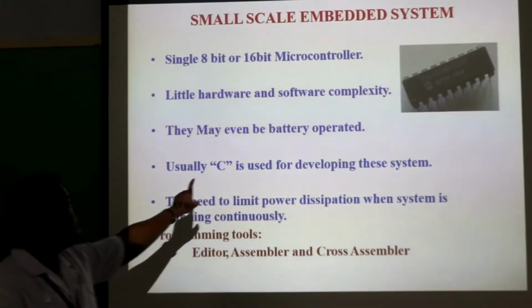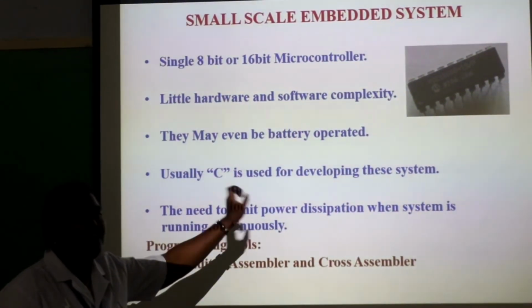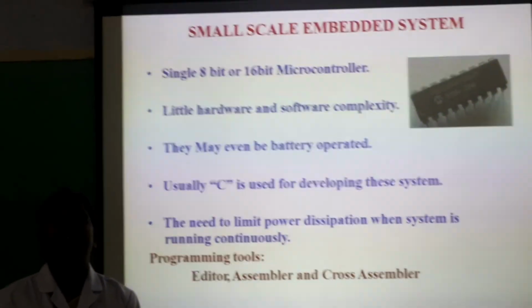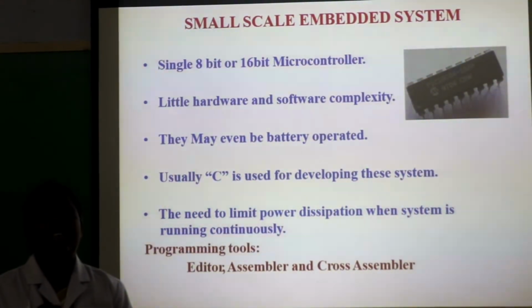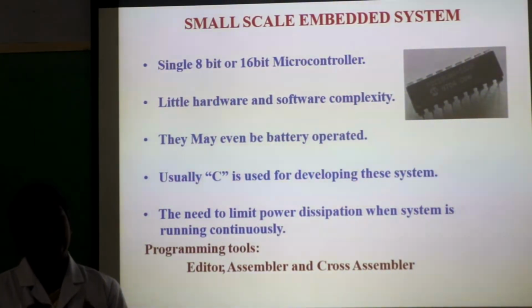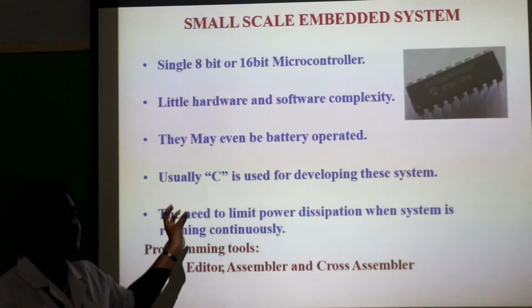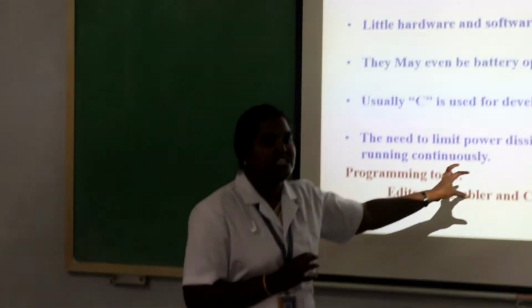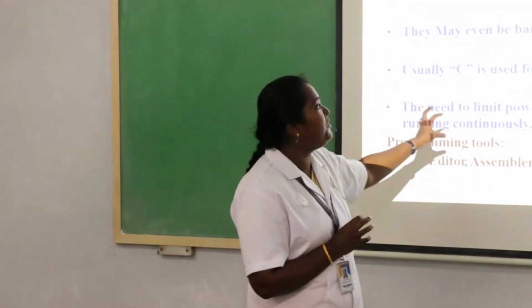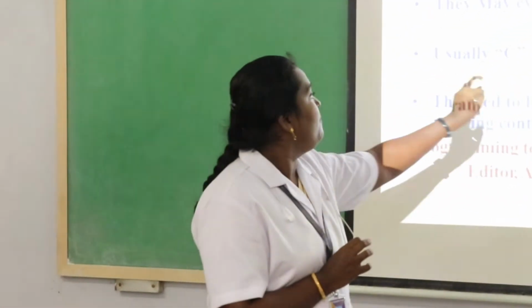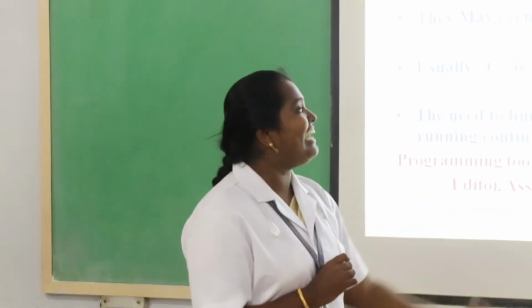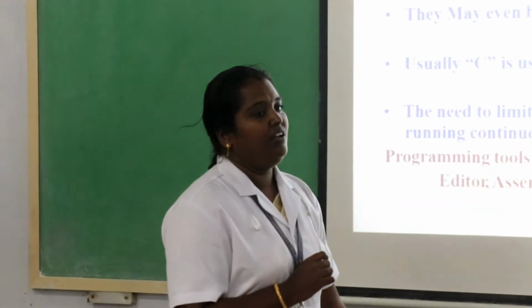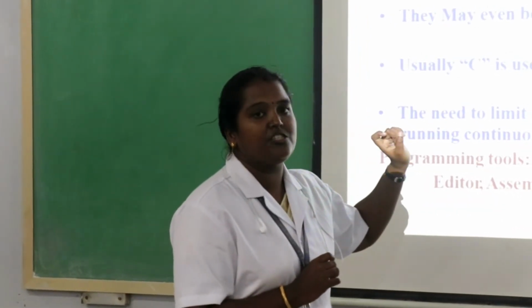So why are we using a battery here? Due to the running process, power will be dissipated. With each and every running process, power is consumed and dissipated. So if you are using a small scale embedded system, we need to control the dissipation level of power due to the running process. That's why we prefer batteries. And next one, usually the C language is used for the software, so C is always preferred in the small scale embedded system.